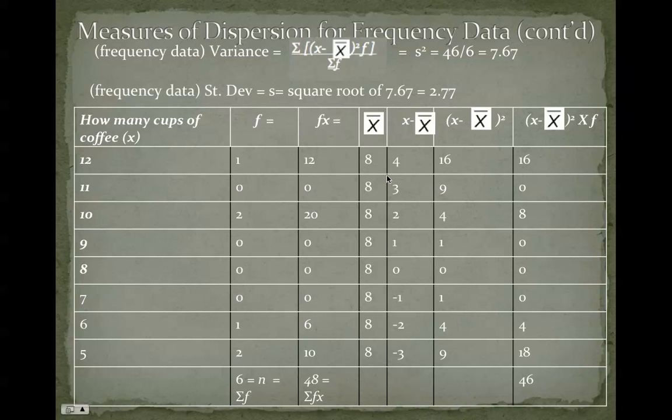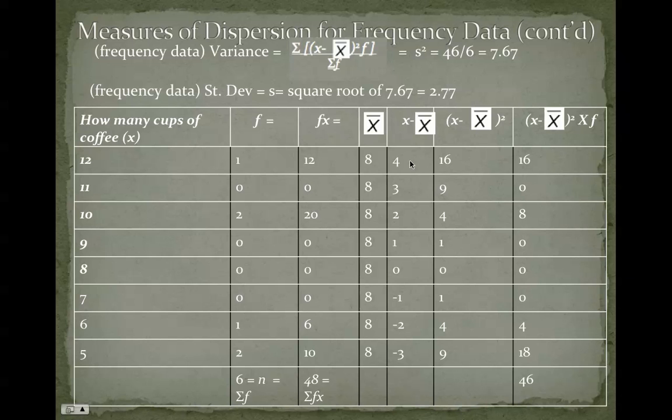So in order to calculate the mean using frequency data, we would take 48 divided by 6, or the sum of fx divided by the sum of f. And that gives us 8 cups of coffee. So our x bar, or the average number of cups of coffee, is 8. So I'm going to enter that right here, x bar, 8, 8, 8, all the way down.